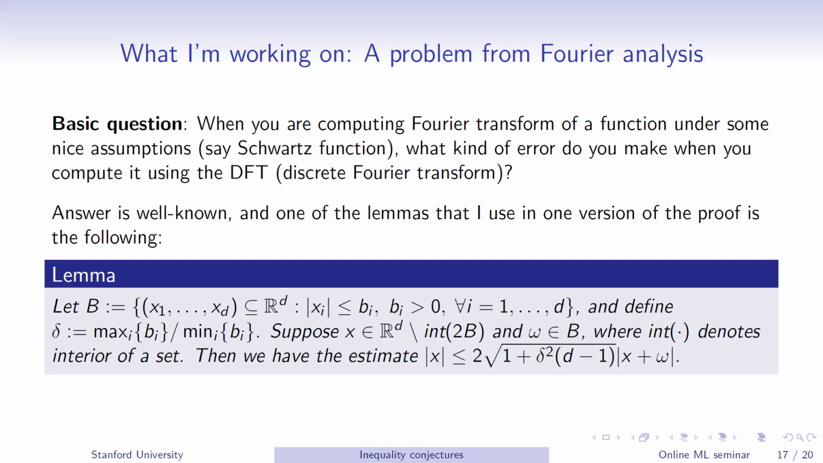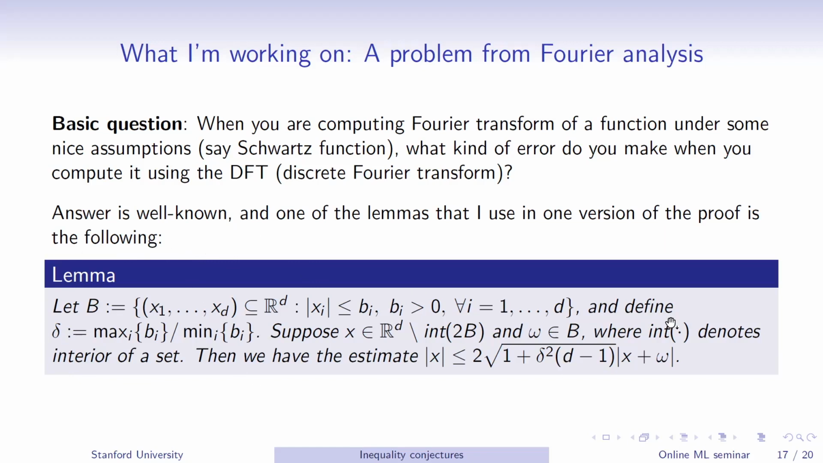So there is one version of the proof that uses the following lemma. This particular thing is known, how to control this. The general result is that if you have Schwartz functions and if you increase the number of grid points and if you sample far enough, then the approximation is quite accurate. But in this proof, you need a lemma that looks like this.